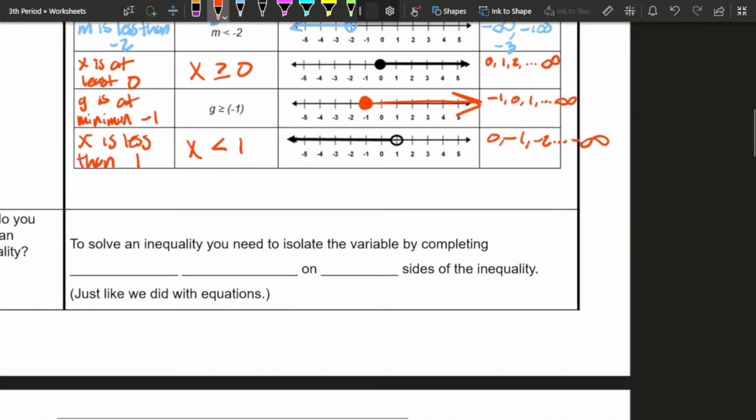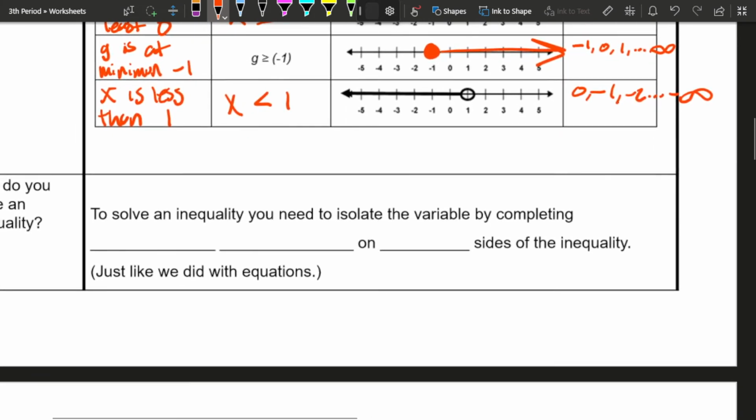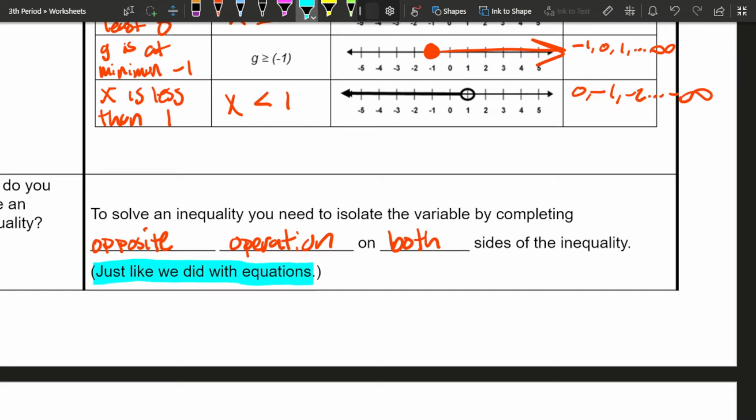Okay, let's move on. To solve an inequality, you need to isolate the variable by completing the opposite operations on both sides of the inequality. And what does it say right there at the bottom, in parentheses? Just like we did in equations. So now we're going to move to inequalities. They're not called equations anymore because for equations we use the equal sign. That's why they're called equations.